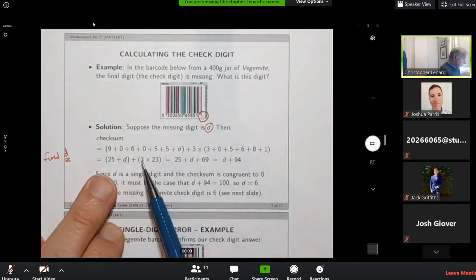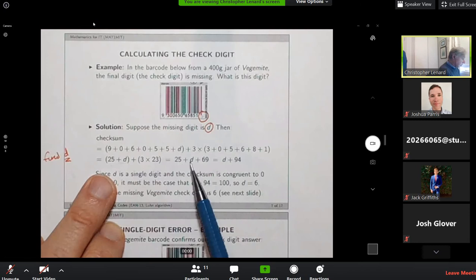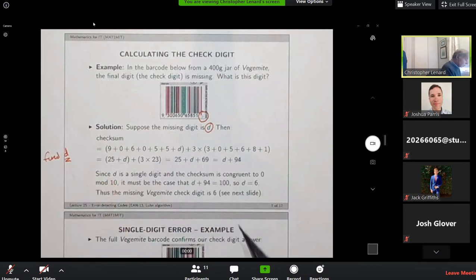25 plus D plus 3 times 23 is 25 plus D plus 69. That's D plus 94. Now, you ask yourself, what do I have to add to 94 to get a multiple of 10? Well, that's easy. I simply have to add 6, because if I add 6, I get to 100, and 100 is a multiple of 10.